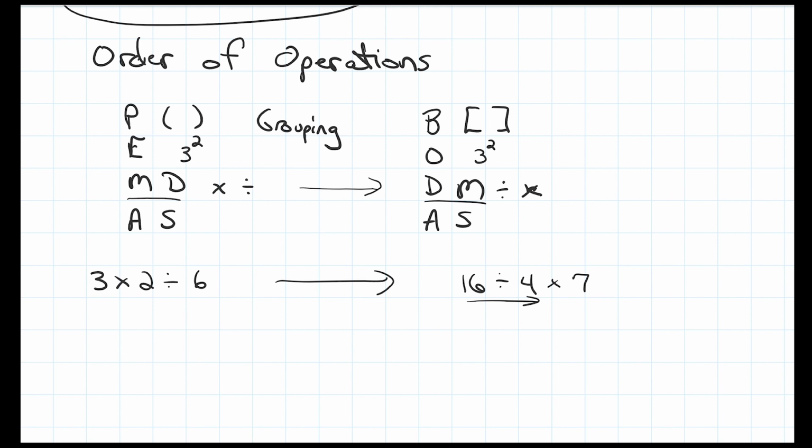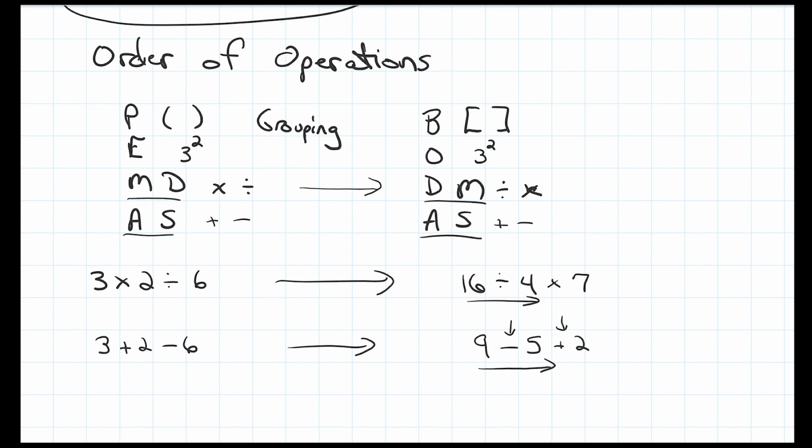And by now you've probably figured out that A and S stand for addition and subtraction. And just like M and D, or D and M, they stay on the same line, they have the same weight. And we do these problems in the order they come to us as we read them left to right. If addition comes first, 3 plus 2 minus 6, we would do the addition first. If subtraction came first, 9 minus 5 plus 2, we would do the subtraction first, because as we read the problem left to right, subtraction came before addition.